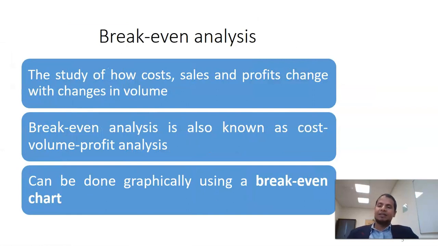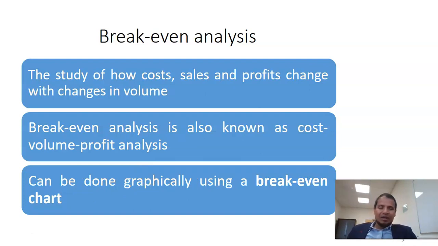Break-even analysis. What we mean by break-even analysis is the study of how cost, sales, and profit change with changes in volume. So if volume changes, what will change in cost? What will change in sales? How much will our profit be impacted because of the change in volume? Break-even analysis is also known as cost volume profit analysis, as I mentioned before.